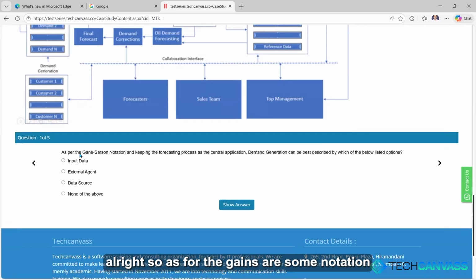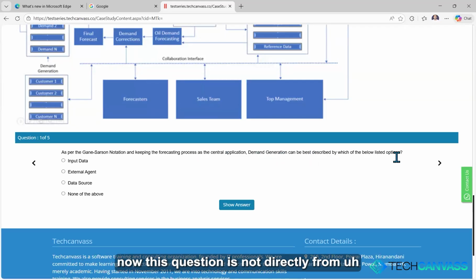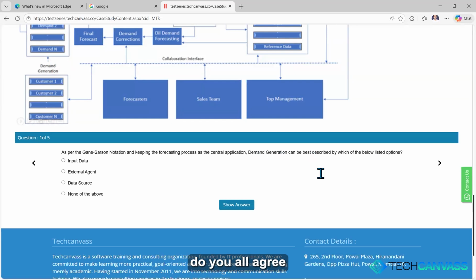All right. So as per the Gane-Sarson notation, and keeping the forecasting process as a central application, demand generation can be best described by which of the below listed options. Now, this question is not directly from a knowledge area, so to say, but this is a technique. Do you all agree? All those who have read BABOK well so far, do you all agree? Vikas, what do you think? Sorry, this is clearly a technique, haven't you completed BABOK? Okay. Anybody who has done techniques? All those 50 techniques?